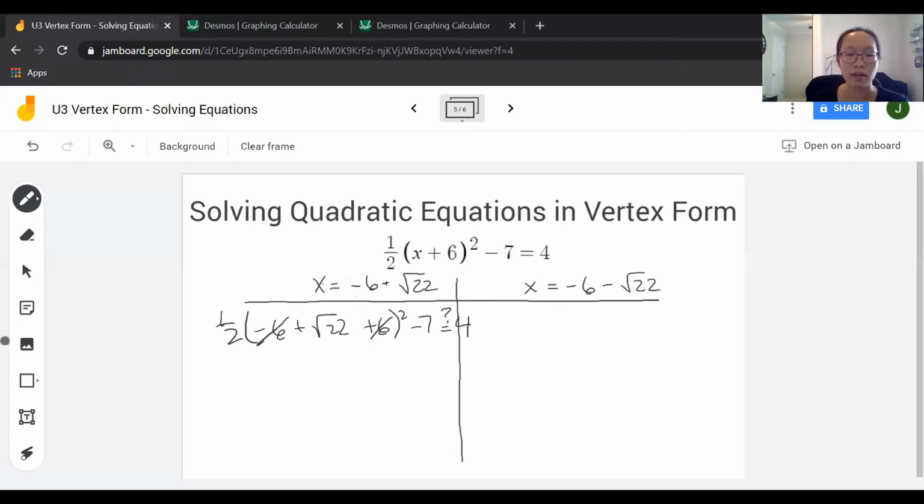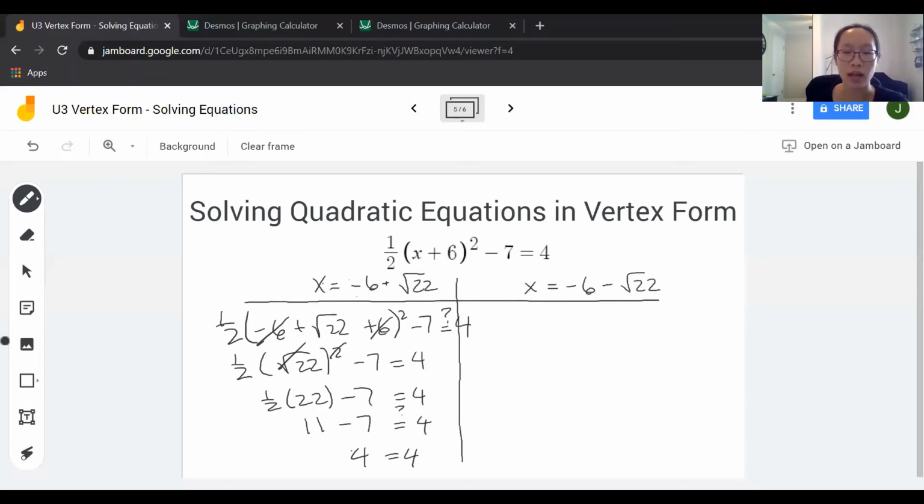That cancels out, so that leaves me with 1/2 times the square root of 22 squared minus 7 is equal to 4. The square and the square root cancel out, so that gives me 1/2 times 22 minus 7 is equal to 4. Then 1/2 times 22 is 11 minus 7. And 11 minus 7 is 4, so that checks out.